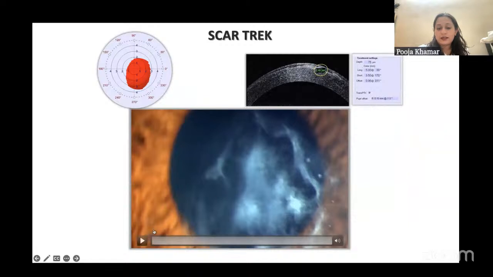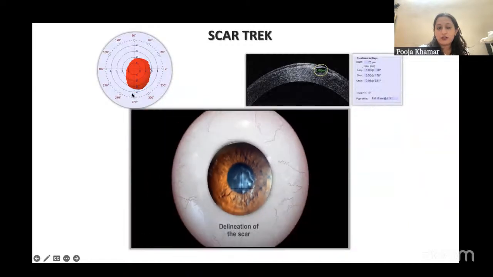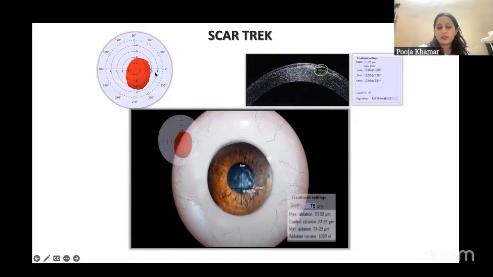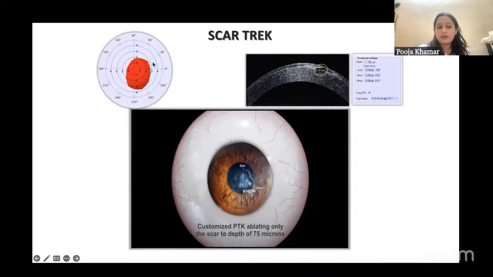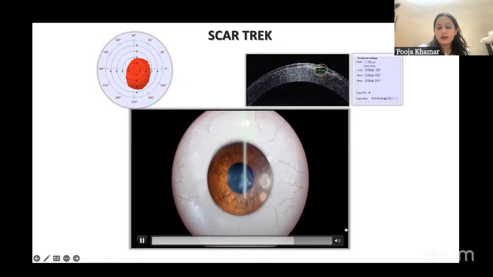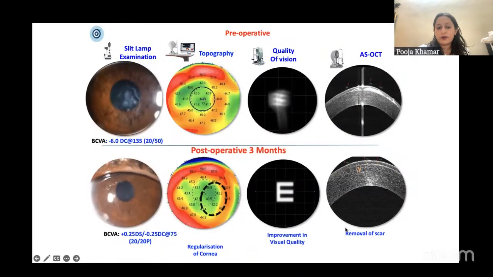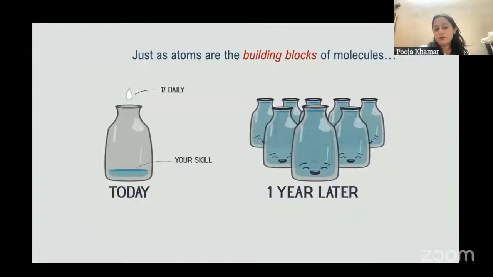And yes, laser ablations can also help us in customizing treatment for scar patients. You can see it's a localized scar, so you've just done an excimer laser for this part. It's called a scar trek, where you are not doing an entire PTK but a selective PTK in the region of scar. And this is his 1 month outcome. You can see there's no induction of hyperopic shift because we have not ablated the healthy tissue, there's regularization of topography, improvement in quality of vision, and a good OCT with removal of scar. So yes, excimer lasers do help us here.